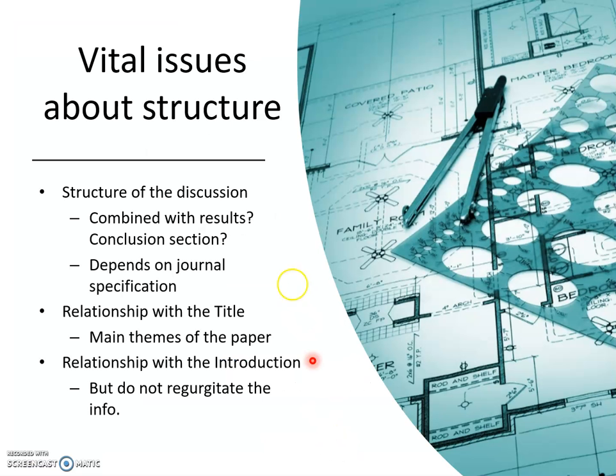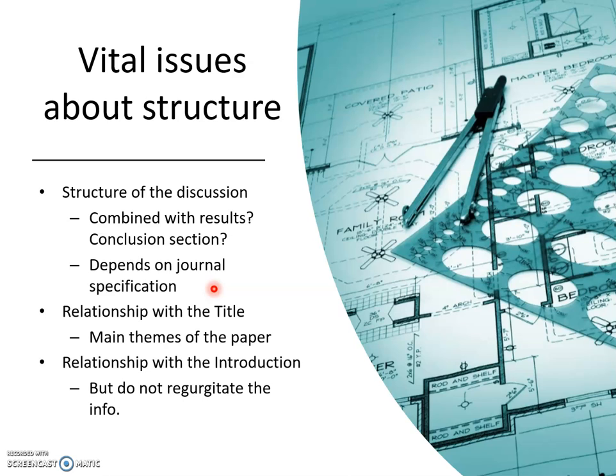First, let us consider the vital issue of its structure. Discussion, as you know from previous class, can be combined with result section. Conclusion section also sometimes embedded in here. The only way to know which structure to choose from is by inspecting journal specification, as well as articles recently published by that target journal.